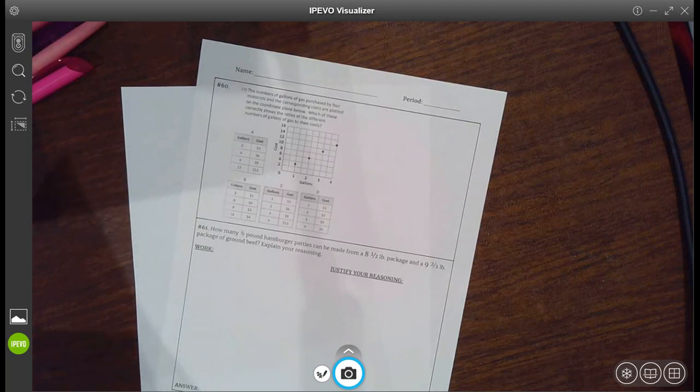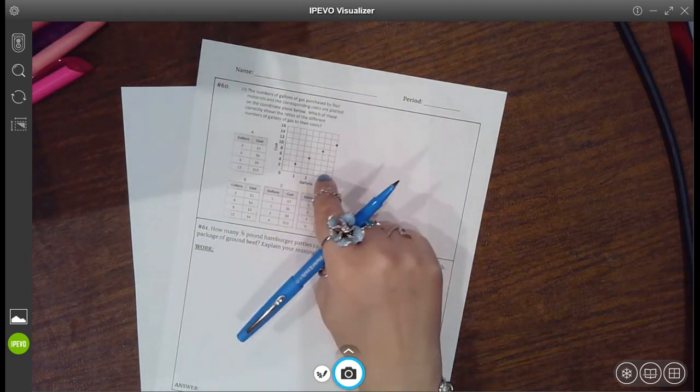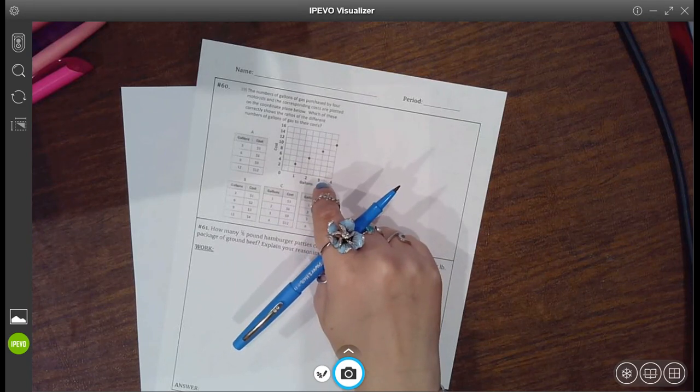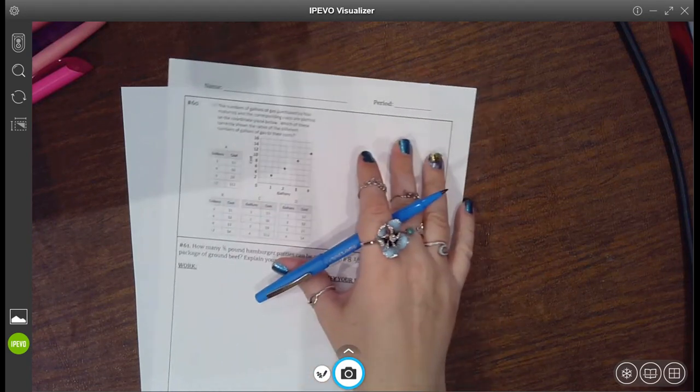The number of gallons of gas purchased by 4 motorists and the corresponding costs are plotted on the coordinate plane below. Which of these correctly shows the ratios of the different number of gallons of gas to their costs? Okay, so I'm basically going to look at this line that they gave me, and then I'm going to see which table has all the points on that line.